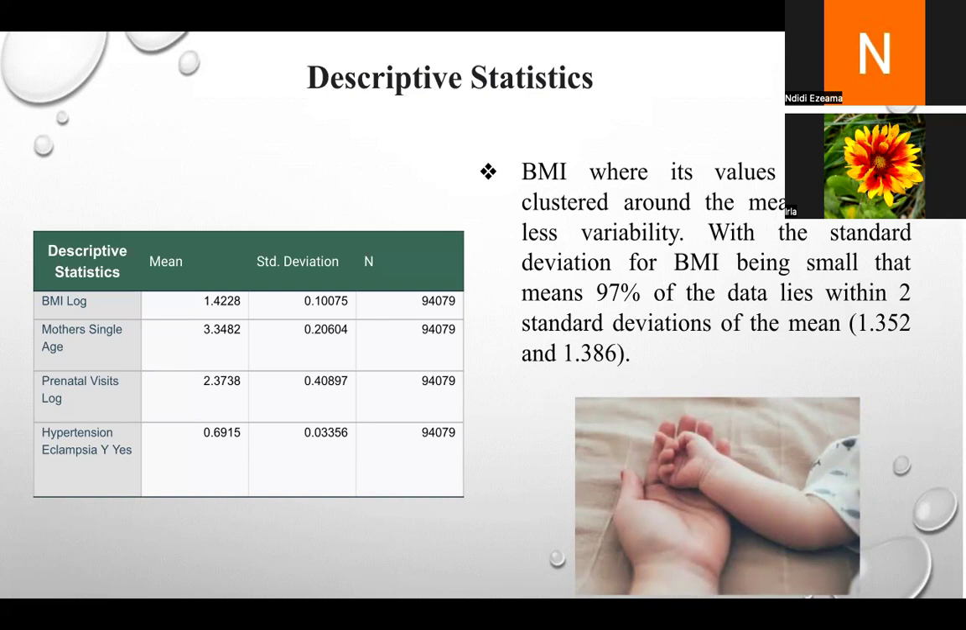Here, if we look at the table to the left, we can also look at other descriptive statistics we have for log BMI, mother's age, prenatal visits, and hypertension, eclampsia. Our means for log BMI being 1.4228, mother's single age, 3.3482, prenatal care visits, 2.3738, and hypertension, eclampsia being 0.6915. And also in the table, we have the standard deviation and our sample size.